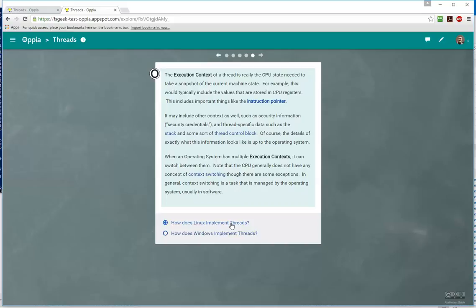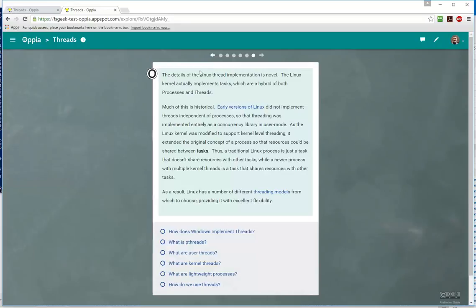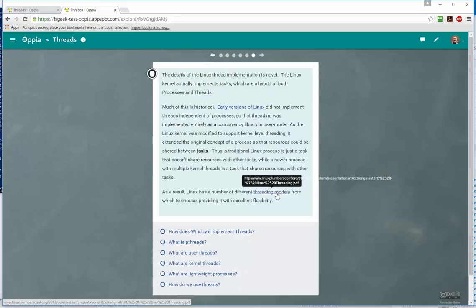So here we have clarification. We can talk about how Linux implements threads, or we can talk about how Windows implements threads. So let's look at how Linux implements threads. So it starts talking about Linux and then points back to some historical information, because some of the details of how Linux implements threads is tied up directly with the history of Linux, how it started out as a single-threaded system where processes only had one thread, and then introduced multiple threads, and how these are built on top of tasks. We have more information.